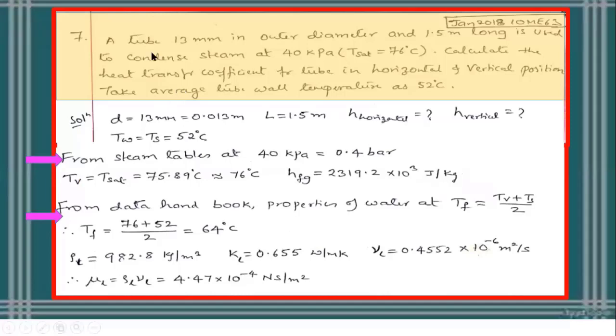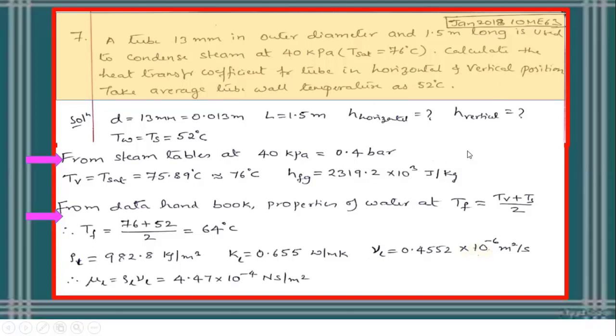Next, we'll go to the next problem. It says a tube of 13 mm outer diameter and 1.5 meter long is used to condense steam at 40 kilopascal. So the diameter is given, the length of the tube is given, and we calculate the heat transfer coefficient for the tube in horizontal and vertical condition.